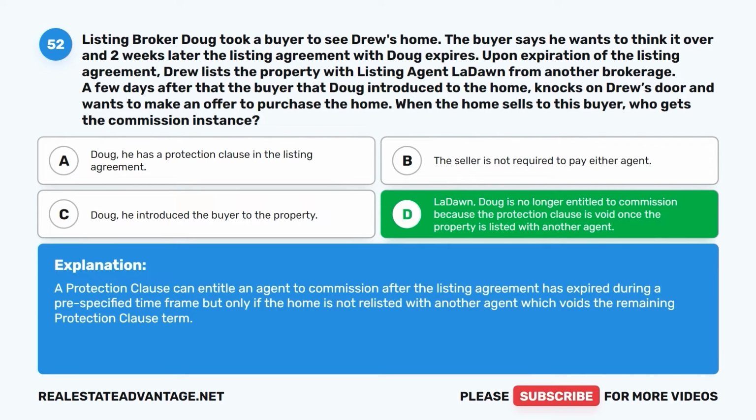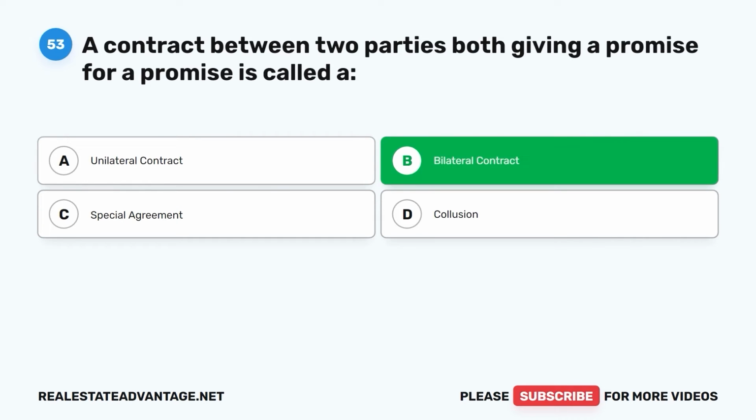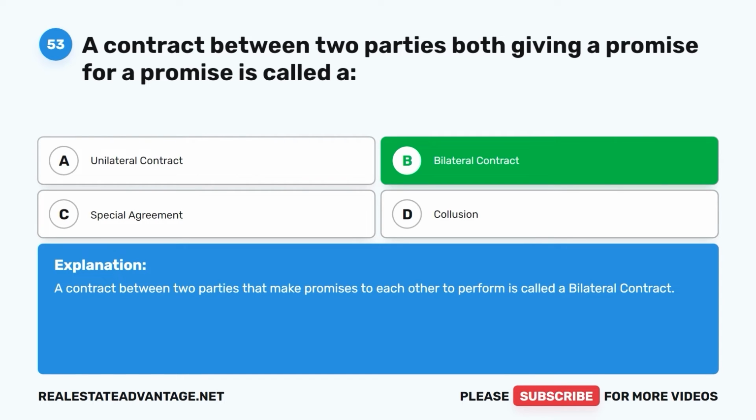A protection clause can entitle an agent to commission after the listing agreement has expired during a pre-specified time frame, but only if the home is not relisted with another agent, which voids the remaining protection clause term. Question 53. A contract between two parties both giving a promise for a promise is called A. unilateral contract, B. bilateral contract, C. special agreement, D. collusion. The correct answer is B. Bilateral contract. A contract between two parties that make promises to each other to perform is called a bilateral contract.